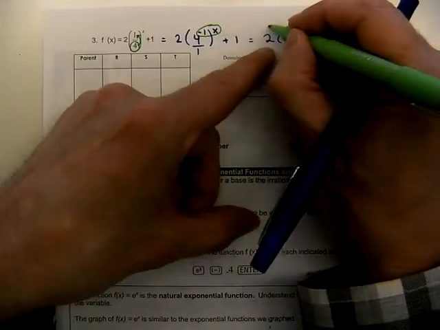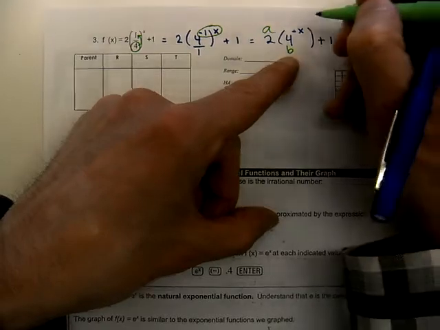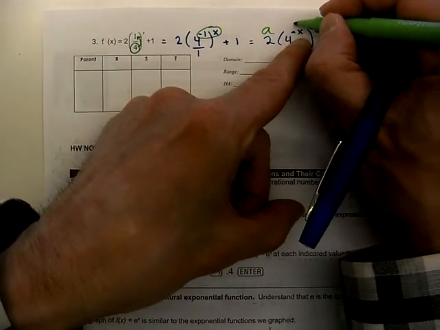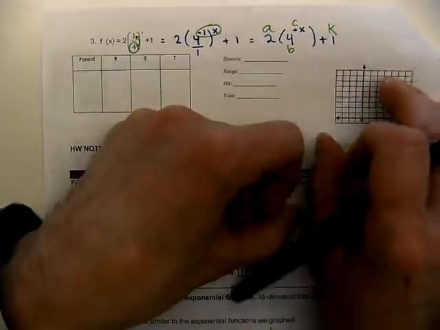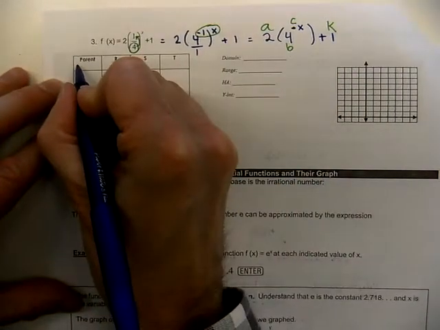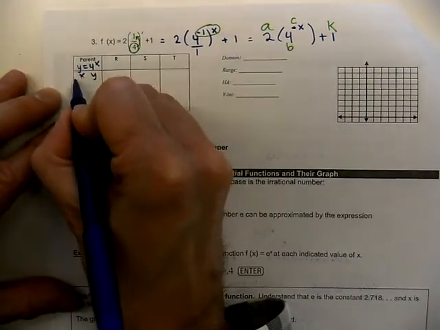So the 2 is my a, right? There's the b, the base. That negative sign that you see there, we had called that the c. And then that +1 is the k. So again, we don't have an h in this case. So my parent function with the base of 4 is 4 to the power of x. Let's set up those critical values.